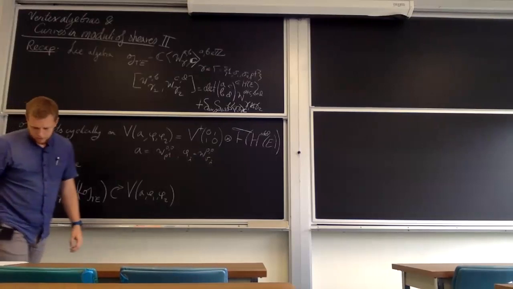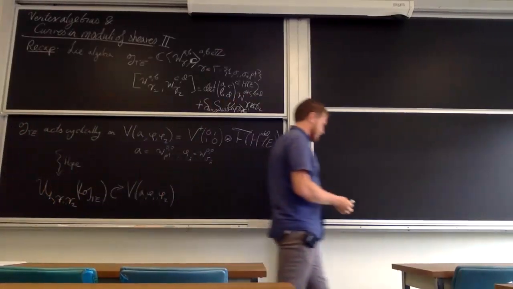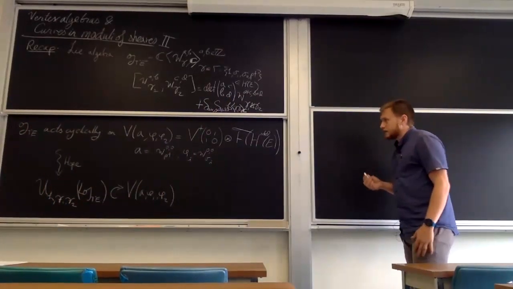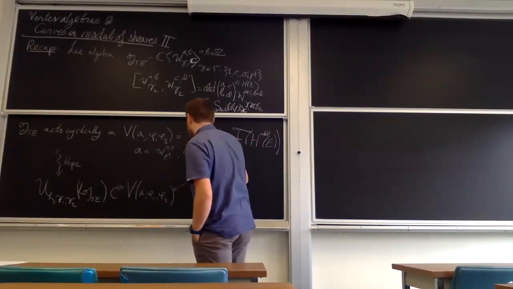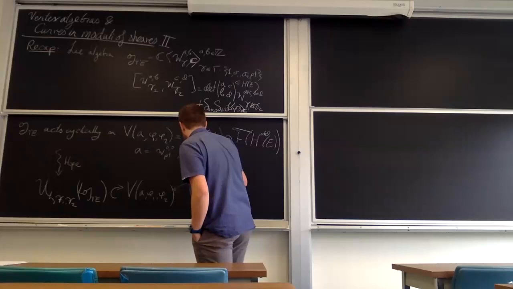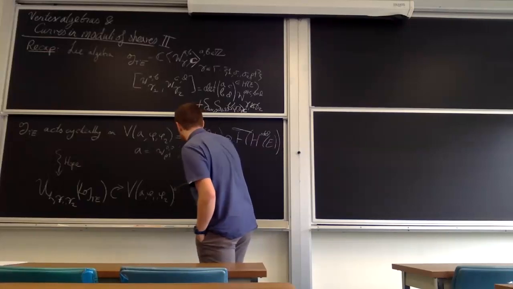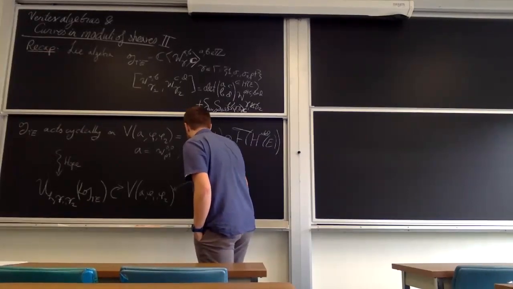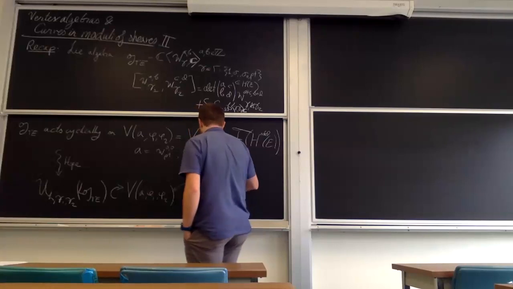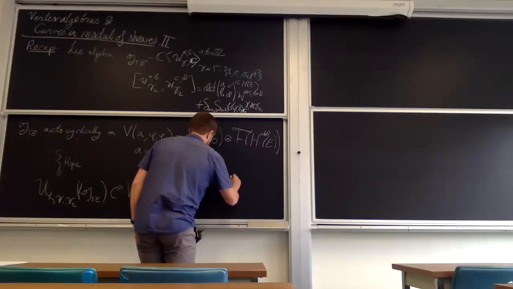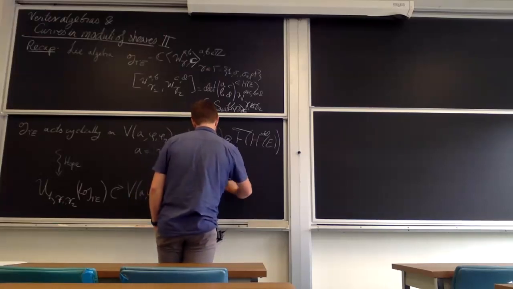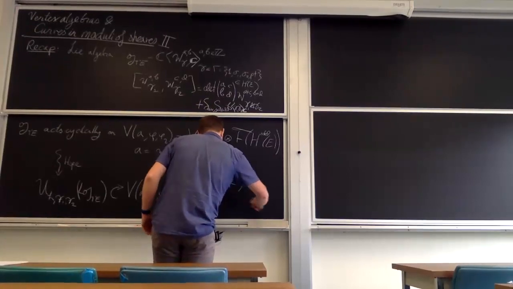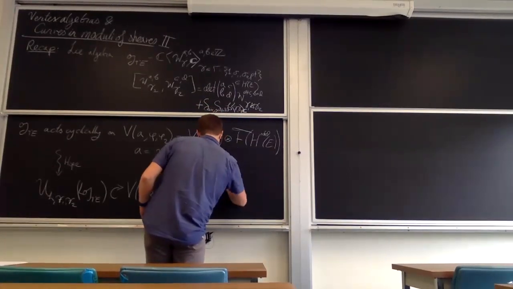Great. So how are we going to construct this? The idea is that this is going to be the cohomology of the moduli space of framed sheaves. So this should be a union over all B.